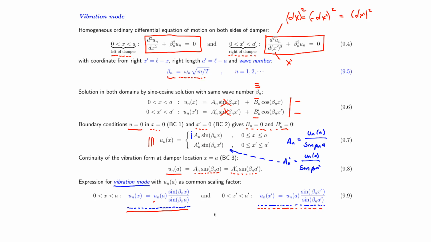But be aware there's a common factor in both expressions, and they both depend on the same wave number, beta n. So the only thing we need now, before we could potentially plot the vibration shape, is of course to find out what this beta n is. And for that we're going to use the fourth boundary condition, BC4.